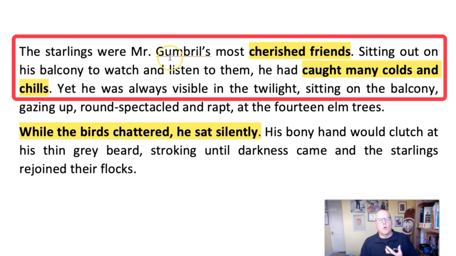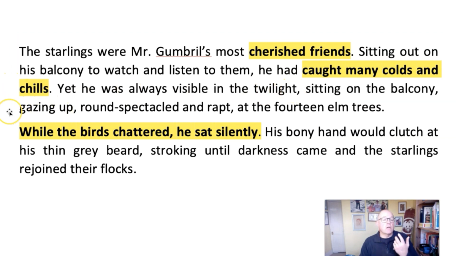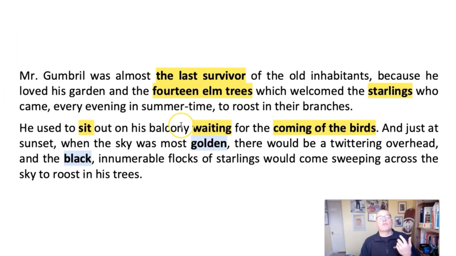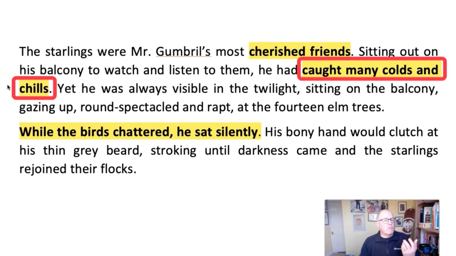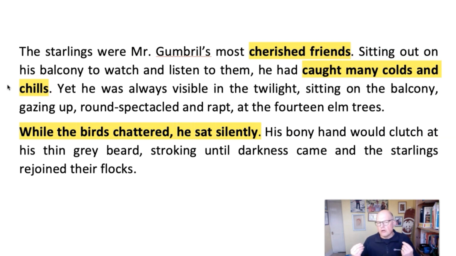The starlings were Mr. Gumbrel's most cherished friends. Sitting out on his balcony to watch and listen to them, he had caught many colds and chills. So this again is a contrast with our expectations. The description had started in summertime, remember, but now we're moving towards winter, because obviously Gumbrel is out even in the cold, and it brings the idea of his imminent death closer. And that's all done through contrast.